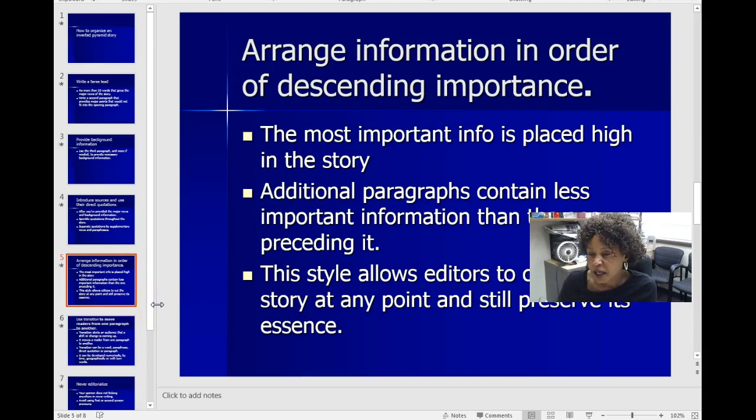The key thing about an inverted pyramid is the arrangement of information. We have to arrange information in descending order of importance, which implies that the most important information is placed high in the story. Additional paragraphs merely contain less important information than the one preceding it. And the reason for this is that editors could at any point cut the story without really cutting any major information that the reader needs.